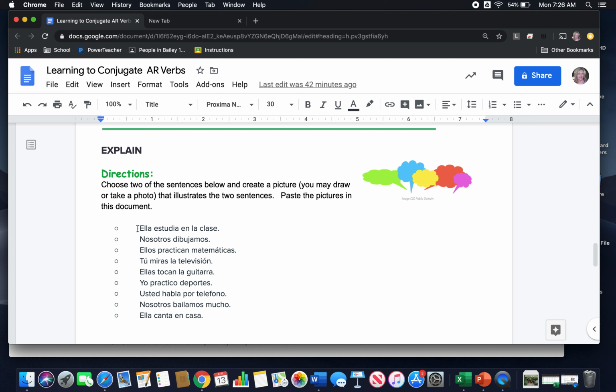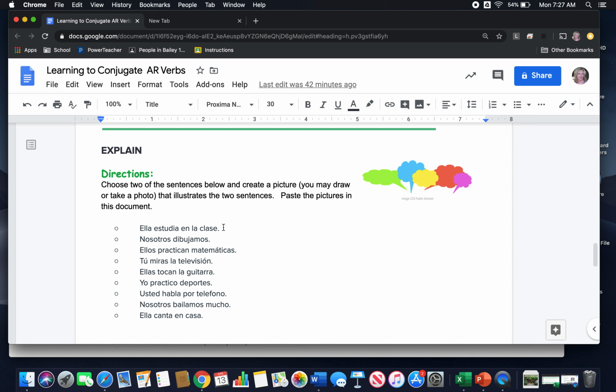For example, ella. Ella means she. Estudia. Estudia is the conjugated form for ella of estudiar. She studies en la clase, in the class. So I would draw a picture of she studies in the class. I would draw a picture of a girl studying in a classroom. Then I would paste that picture into this section.